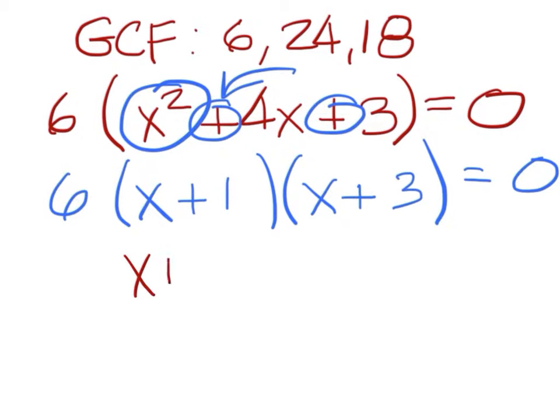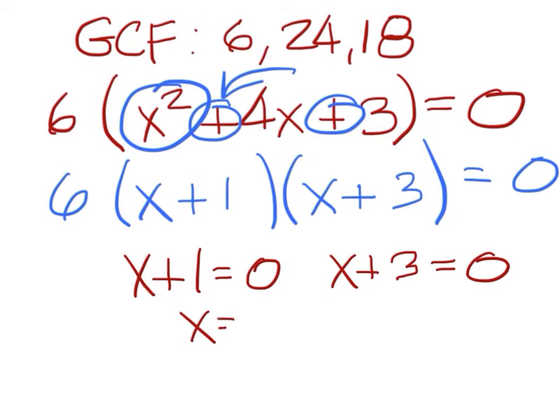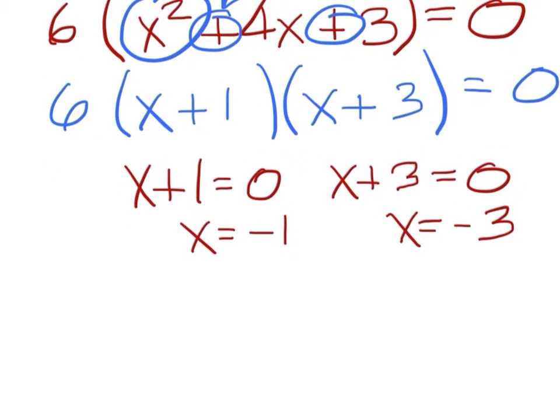So now you must set x plus 1 equal to 0 and x plus 3 equal to 0. That would be a negative 1 and a negative 3. Your answers would be negative 3 or negative 1.